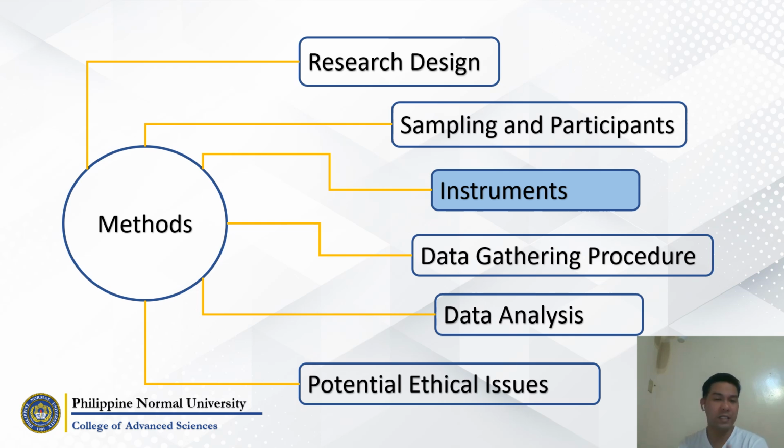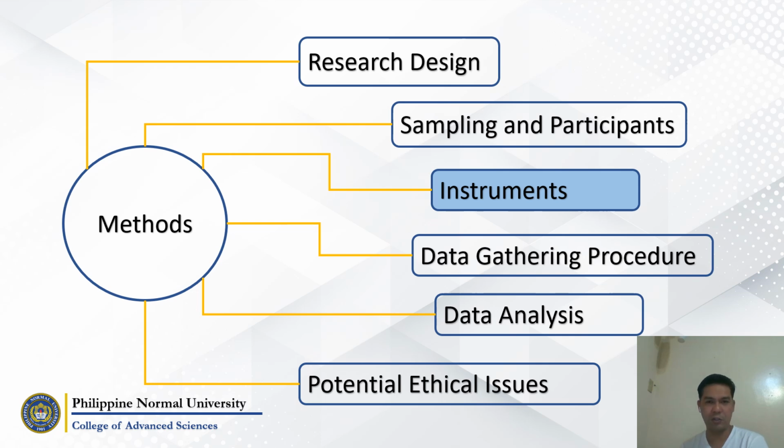Then we are going to proceed now to the instruments. Now we are done with our research design. We identified that we are going to use experimental, or we are just going to use correlational. And then we have identified our sampling and our participants by employing the different sample size calculators, considering the power analysis, the effect size, and so on and so forth. Now it is time for us also to consider what kind of instrument we are going to employ.